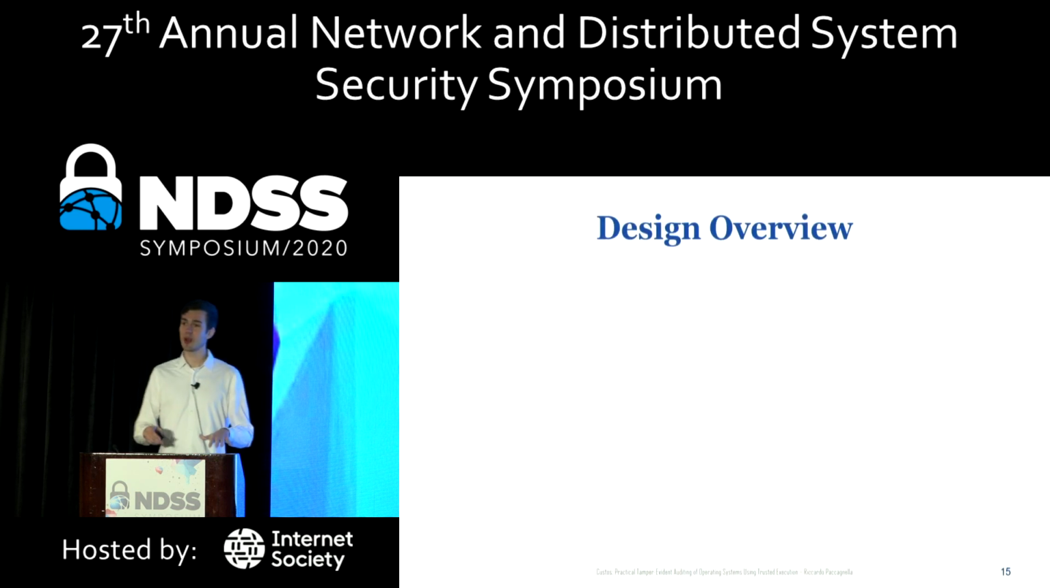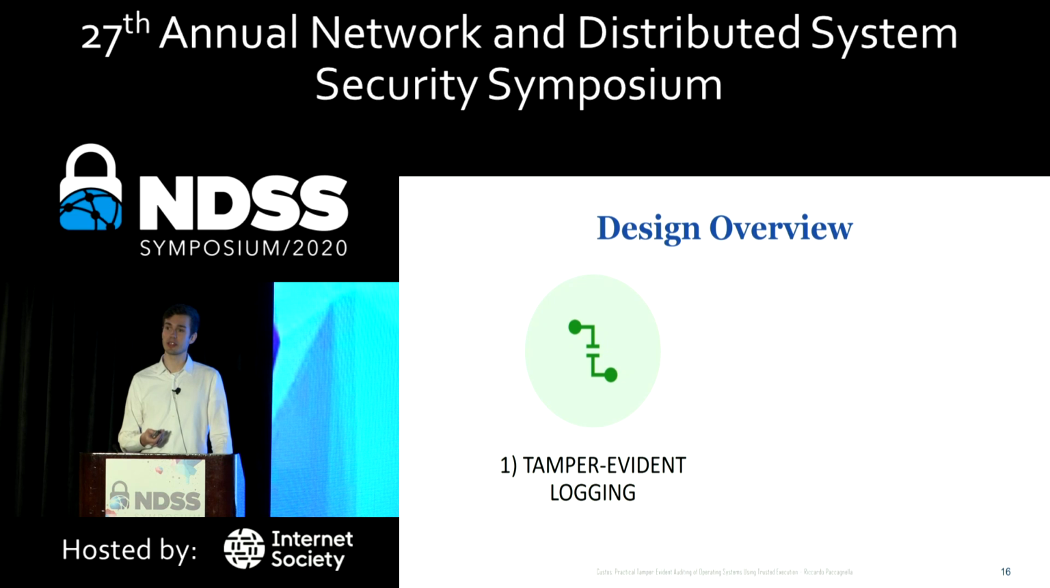Now, before I tell you how we actually achieved that speed up, let me give you a high-level overview of the components of our system, which we call Custos. So first of all, we present a Tamper-Evident logging protocol. And this protocol enables a logging machine, so a host, to record logs in such a way that any tampering with them can later be discovered.